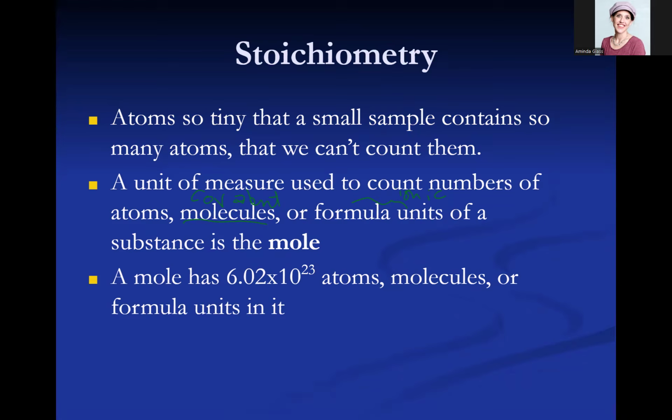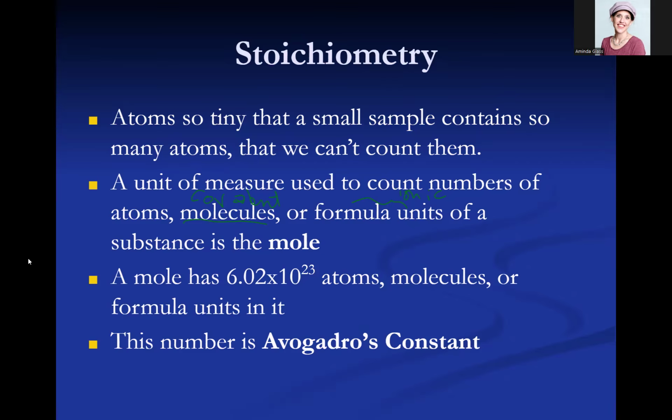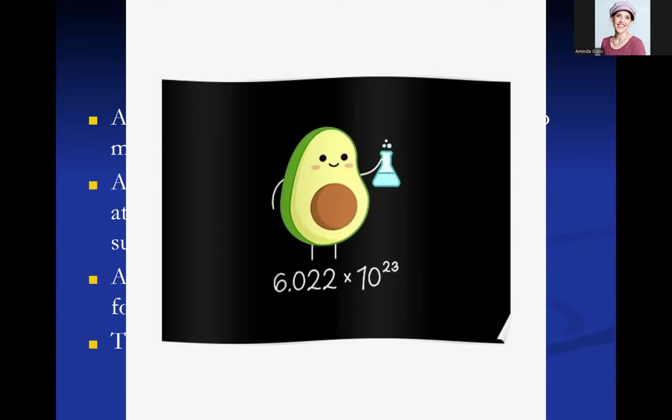You have a ream of paper, for example. And you know that a ream of paper is always the same quantity. 1 mole is always the same quantity. It is 6.02 times 10 to the 23rd atoms, molecules, or formula units in it. This is known as Avogadro's constant. It's not avocado, but if you can remember avocado, you can make that association to Avogadro. Avogadro's number is 6.022 times 10 to the 23rd.